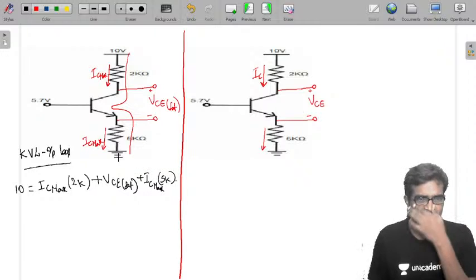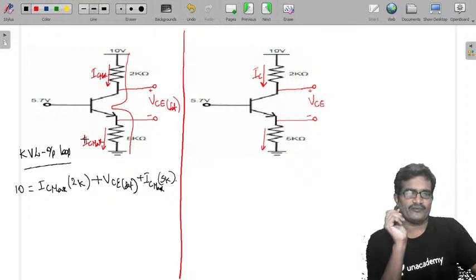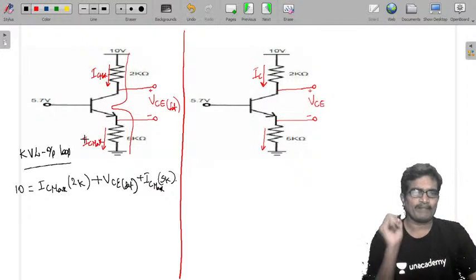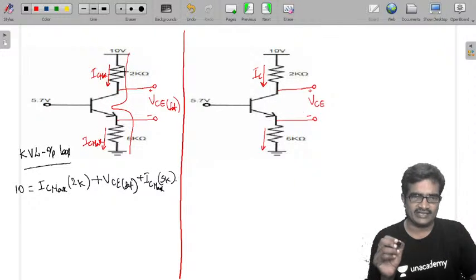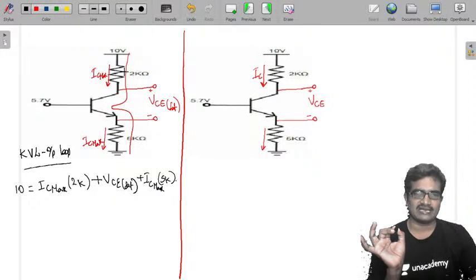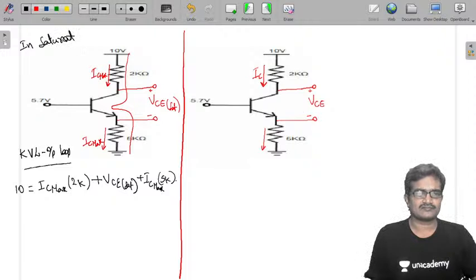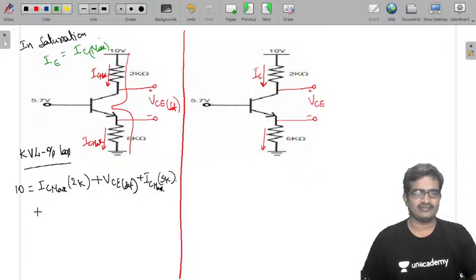You may ask one thing, sir, it is the emitter, so the current should be the emitter current. Why are you taking IC maximum? See, when you feel your transistor is in the saturation region, IE equals IC maximum. Therefore, in saturation, IE equals IC maximum.